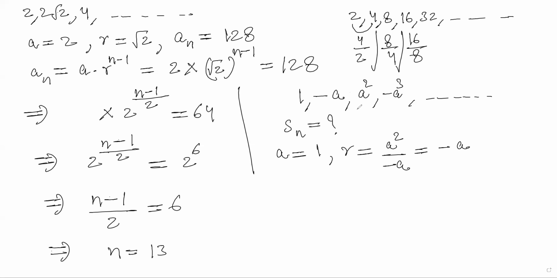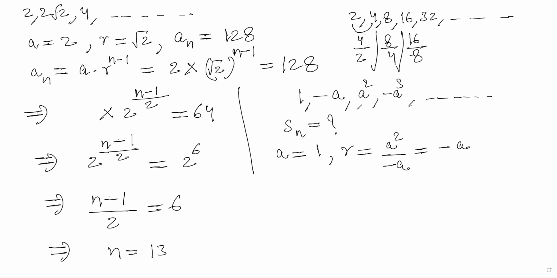So the important point is this. Whenever you see a GP with alternating positive and negative terms, you should know that its R is negative. Because if R is negative, alternate terms will be positive and negative. One term will be positive, next will be negative, next positive, next negative, because you are constantly multiplying with a negative number. So the signs of each alternate term would be different.